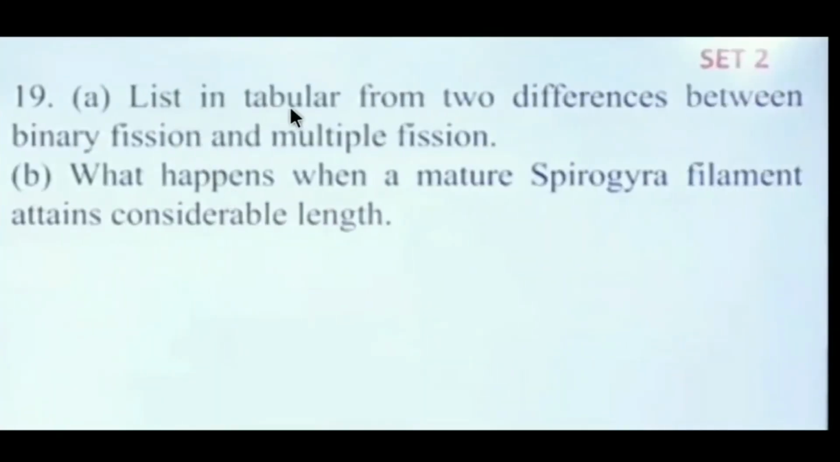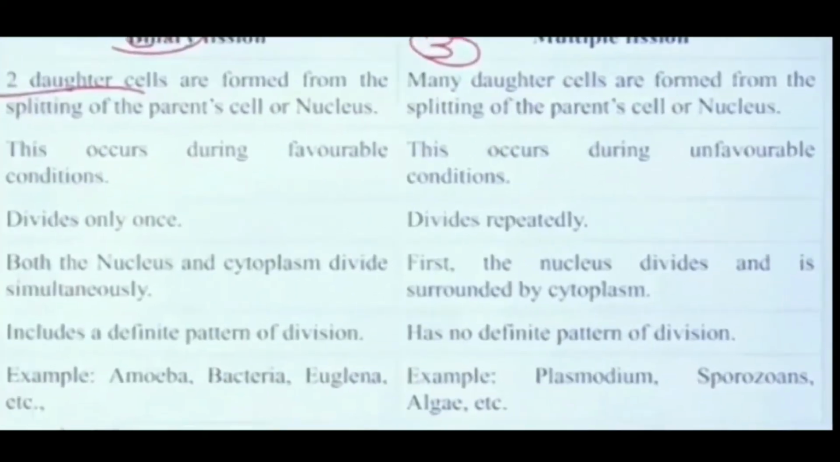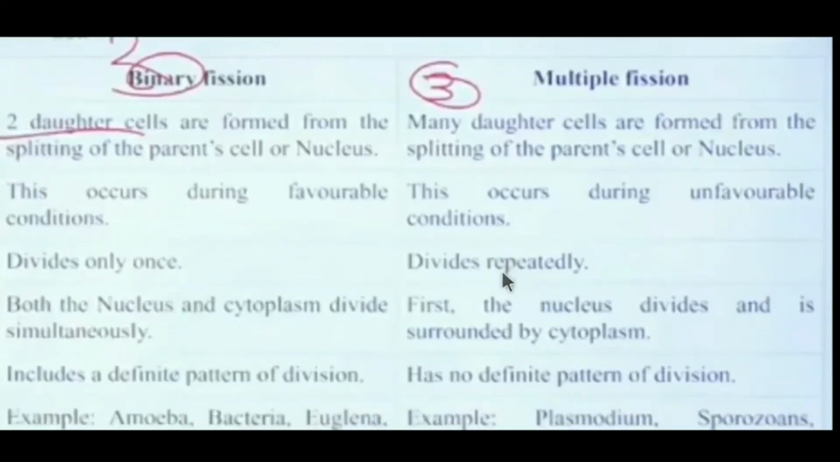There was also this question: list in tabular form two differences between binary fission and multiple fission. The answer is: binary fission and multiple fission. First one is, two daughter cells are formed from the splitting of the parent cell or nucleus. In multiple fission, multiple daughter cells are formed from the splitting of the parent cell or nucleus. Second one is, this occurs during favorable conditions, and this occurs during unfavorable conditions.